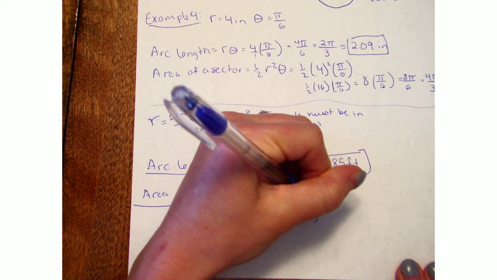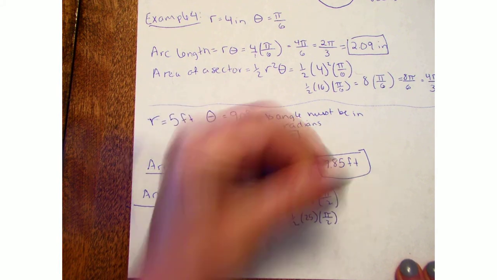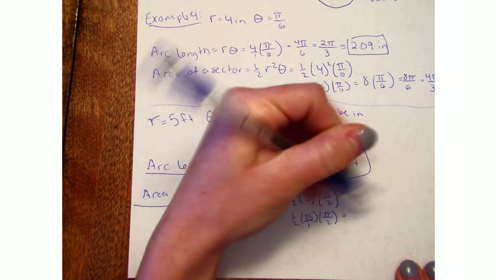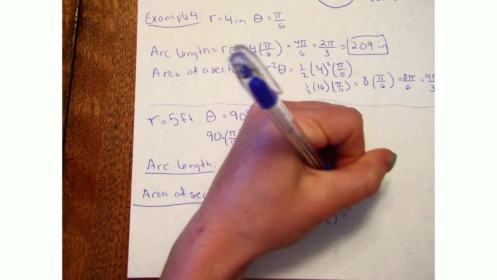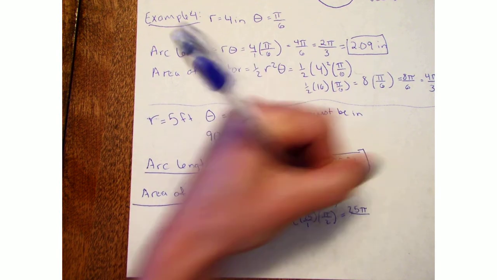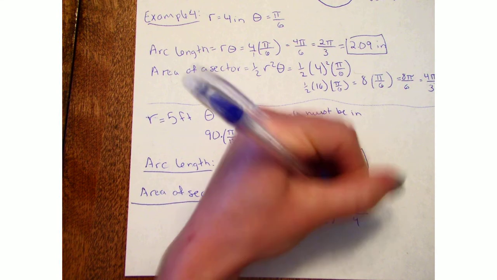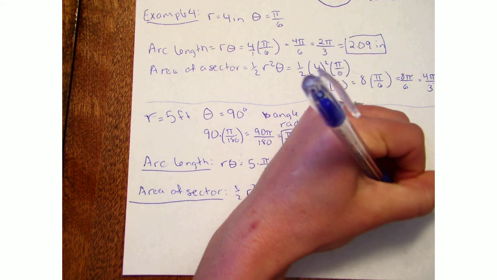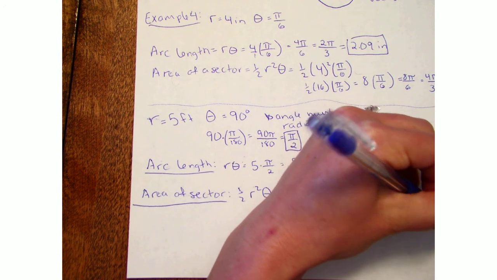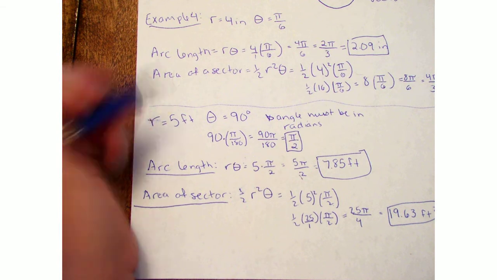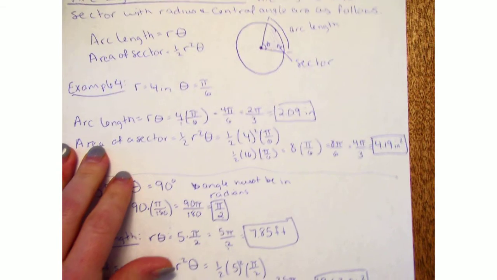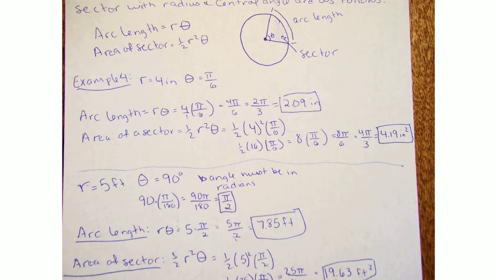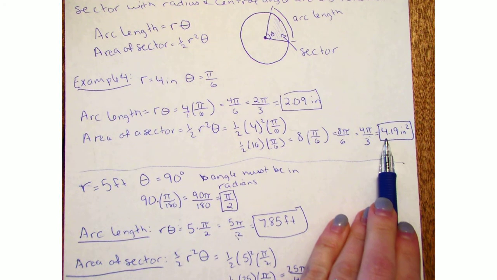25, not an even number, so we're going to put it all together. So again, when you have fractions, you can put 25 over 1, multiply the top straight across. So 1 times 25 times pi is 25 pi, and 2 times 1 times 2 is 4. So either 25 pi over 4 or 19.63 feet squared. So anytime you want to check that these answers are correct, your arc length should be less than your area.